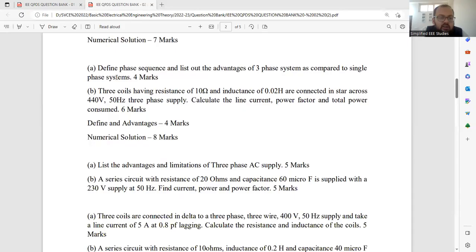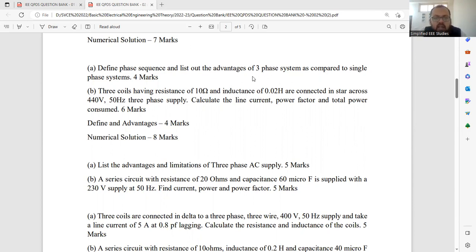Next is define the phase sequence. What is a phase sequence? You can explain with the help of a single line diagram. Like VR, VY, VB, the displacement you can mention.